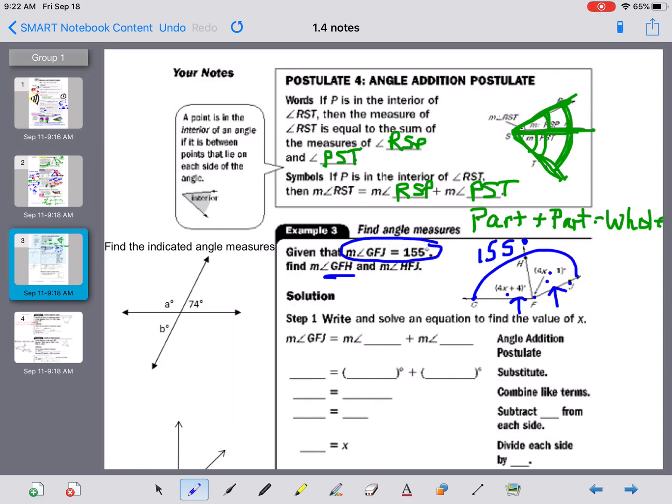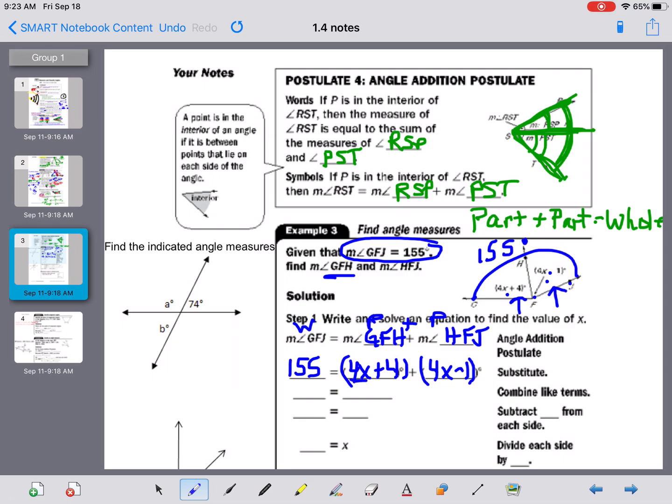It's a picture, right? I look at the picture and say, wait, that's part plus part equals whole. So they called the whole thing GFJ. We can call the left side GFH and the right side HFJ. And now let's do some plugging and chugging to solve for x. The whole thing is 155. GFH on the left there is 4x plus 4. And HFJ on the right side is 4x minus 1. So we get part plus part equals whole. Let's go ahead and solve.